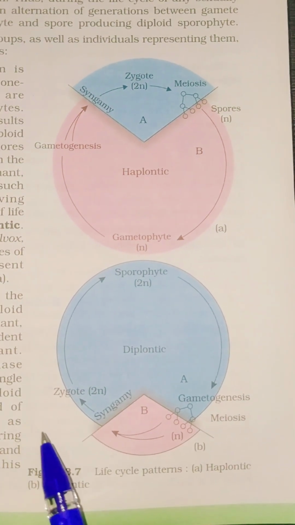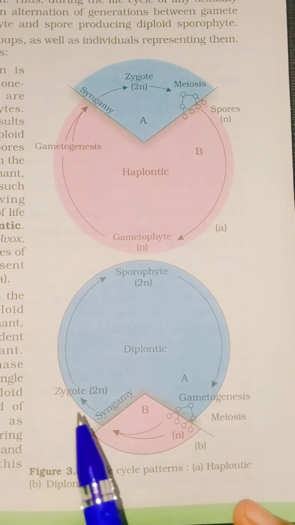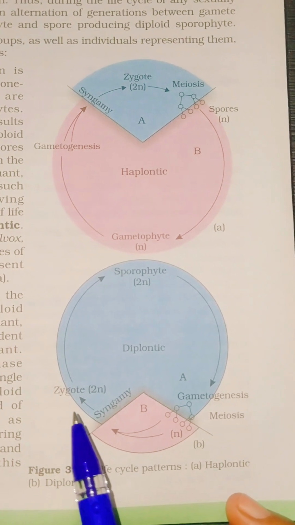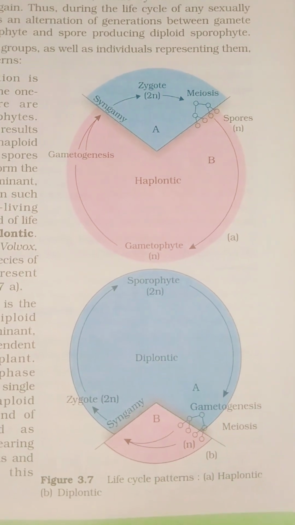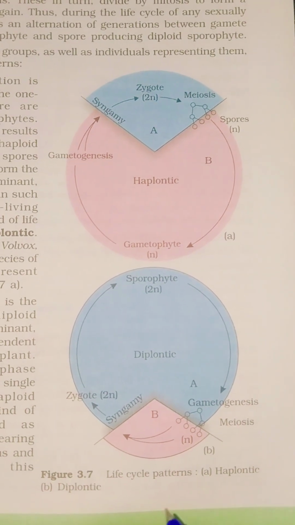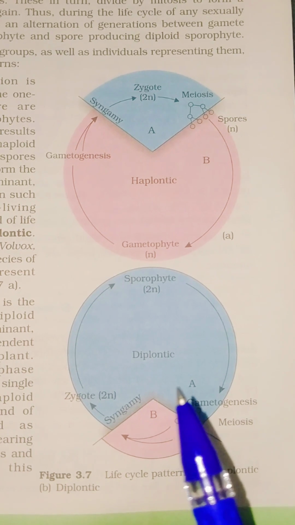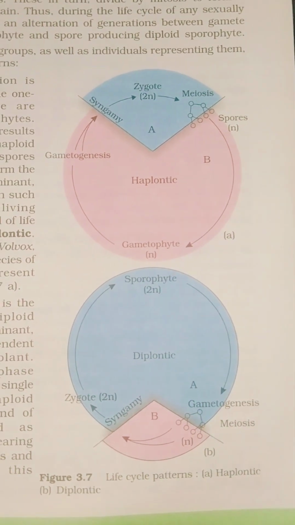All the gymnosperms and angiosperms, like we can say sunflower plant, pine plant, tree, they all are sporophyte, means they are having the 2n diploid condition. So these are the two types of life cycles of plants, haplontic and diplontic.